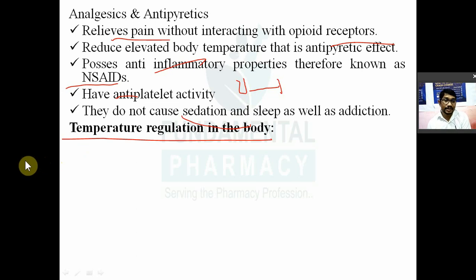So if it is decreased, then your body will try to cope up with the temperature by causing peripheral vasoconstriction and by decreasing the activity of sweat glands. Suppose your body temperature is high, body temperature has increased, say for example 38 degrees Celsius, 39. In that condition, what will happen? So your body will try to decrease your body temperature up to normal. Okay?